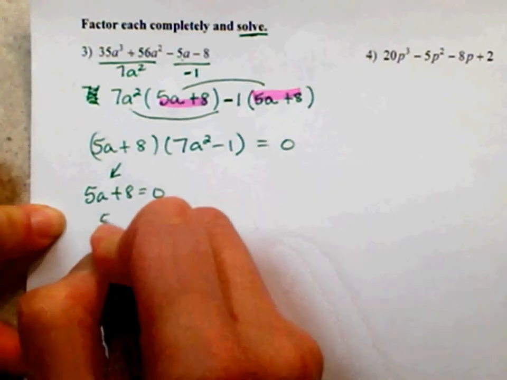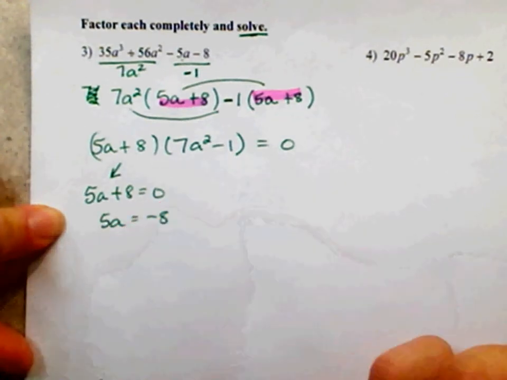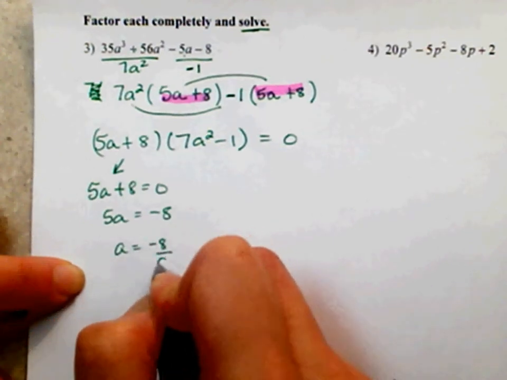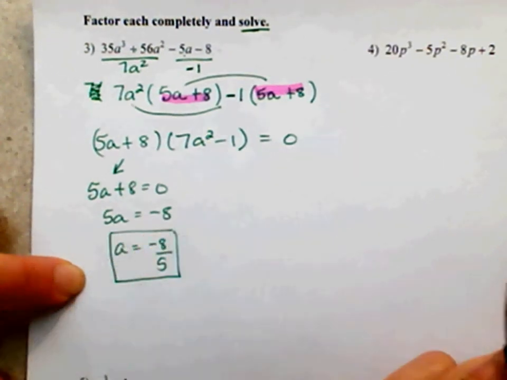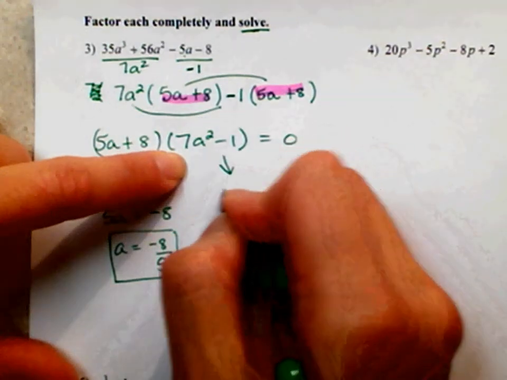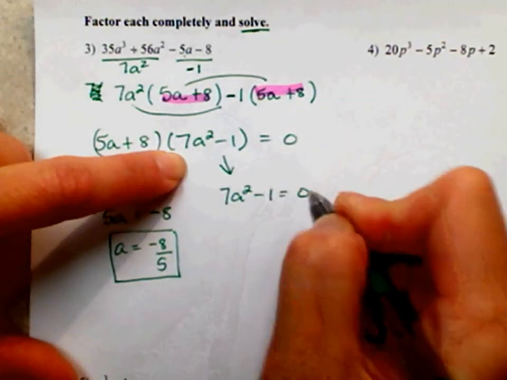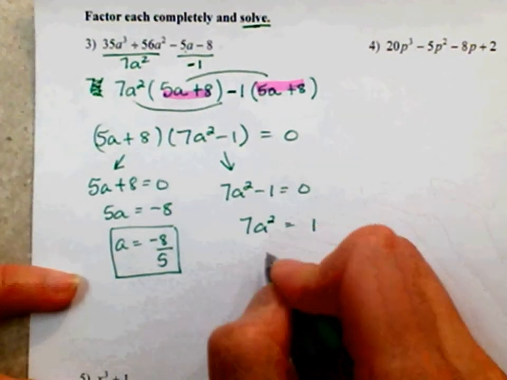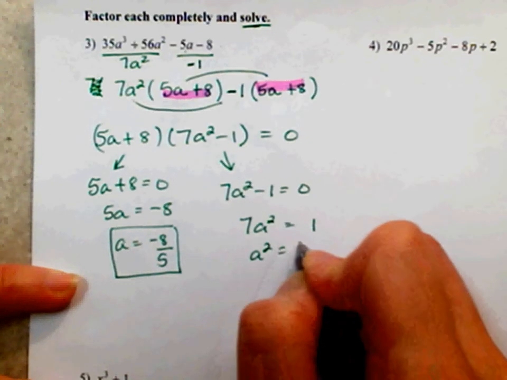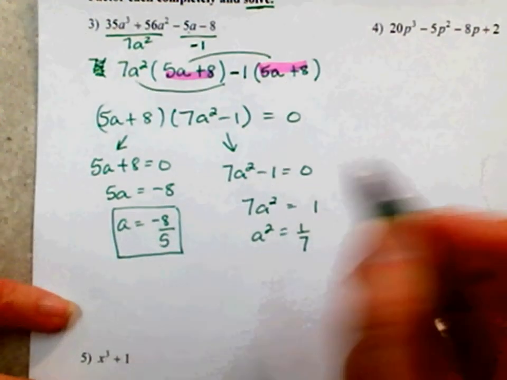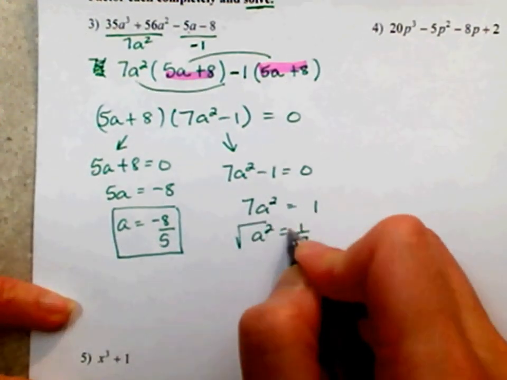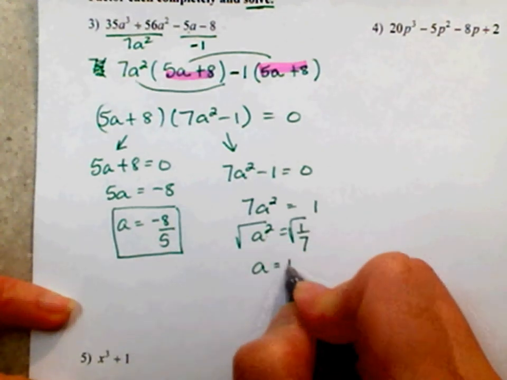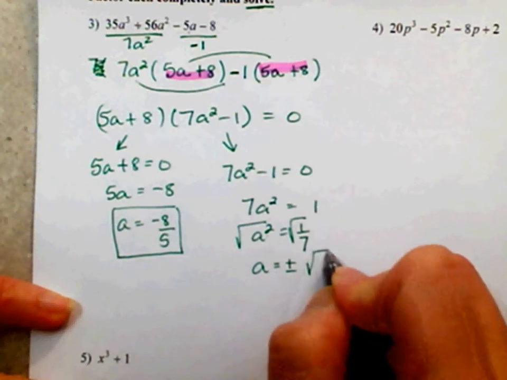Minus 8. What you do to one side, you do to the other. Divide by 5, and you have negative 8 over 5. Okay? Do that one also. Set that equal to 0. 7a squared, add 1 to both sides. Divide by 7, so you got 1 over 7. Take a square root. Whenever you take a square root, you're going to have 2 answers. A is equal to plus or minus square root of 1 over 7.